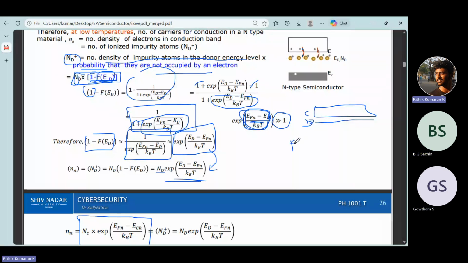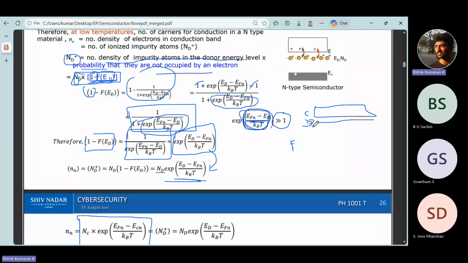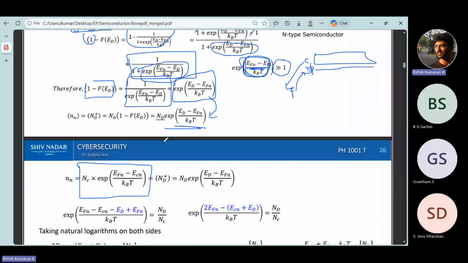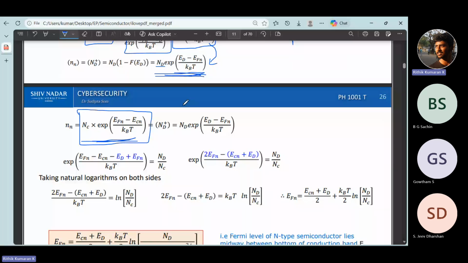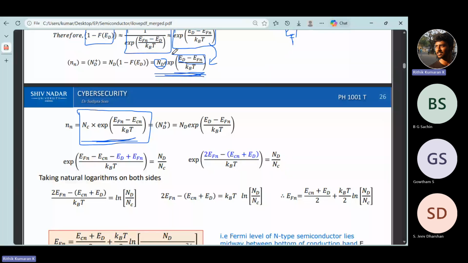So what you are basically doing is finding the difference between the Fermi level and the donor level, and the conduction level and the Fermi level. Essentially it will make up the whole gap, right? Conduction band and donor band, it will cover the whole part, these two levels. So that is what you're deriving here: the difference between the donor level and Fermi level. In the case of NC, you are doing it with the Fermi level and the conduction level. Both are similar. Just the ND, NC and the upper part of the exponential will differ.